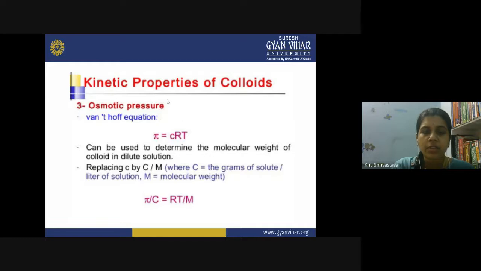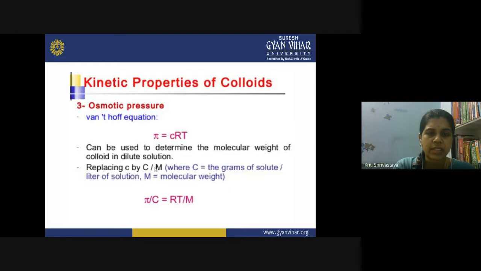This Van't Hoff equation is equally true for colloidal solutions as well. Like we have applied this equation in the case of true solutions, similarly you can use this equation for colloidal solutions also. Pi is equal to CRT, and it can be used to determine the molecular weight of the colloid in dilute solution. So this application you have already seen, how we can use this equation to calculate the molecular weight.